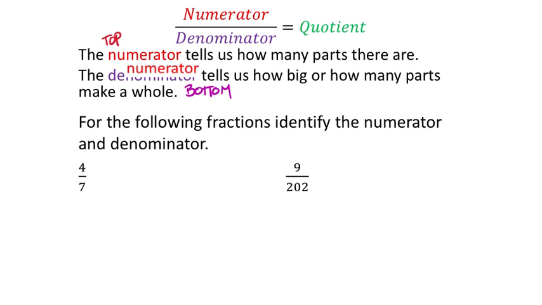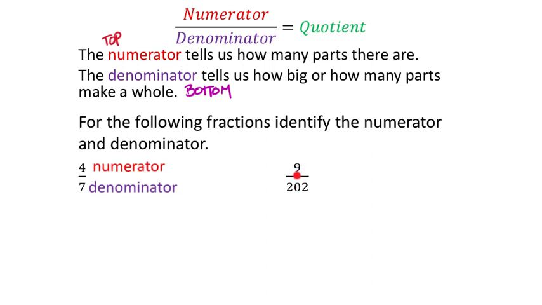So I simply label the top 4 as the numerator. Again, that tells me how many pieces I have. Again, I would be thinking of a pizza here. And then the denominator tells me how big the pieces are. So the bottom number is the denominator. So you have 7th size pieces, but you only have 4 of them in whatever pizza it is that we're looking at.